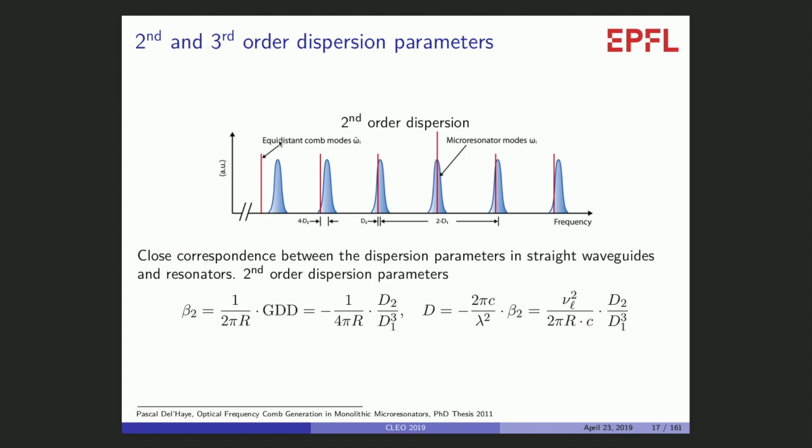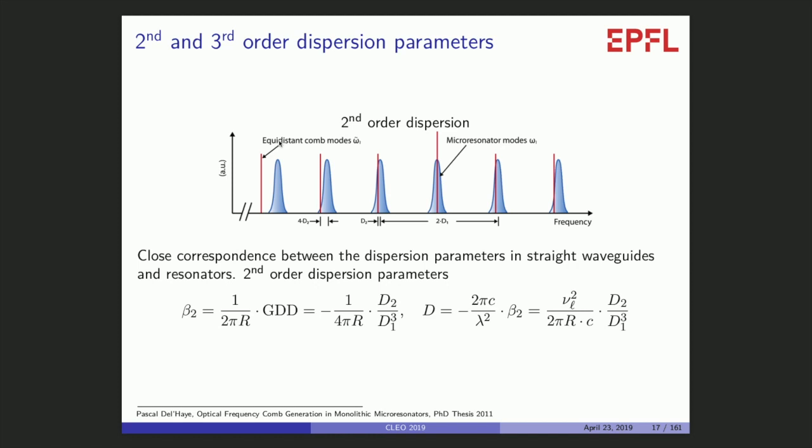So putting it together, if you have an equidistant resonator, you would have just an equidistant grid of modes. If you have second order dispersion, you have this parabolic variation. And just for completeness, I've linked these coefficients: D2, which is the group velocity dispersion coefficient, and D1, which is the free spectral range. I've also pointed out that you can express them as the so-called beta 2 coefficient and a D coefficient that you typically have in fiber optics.